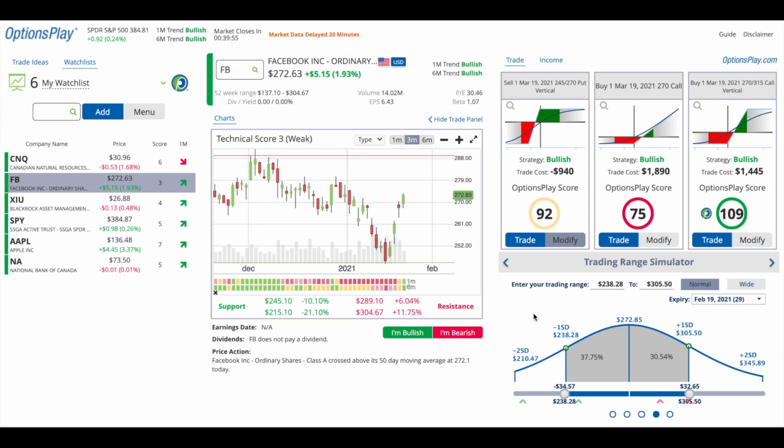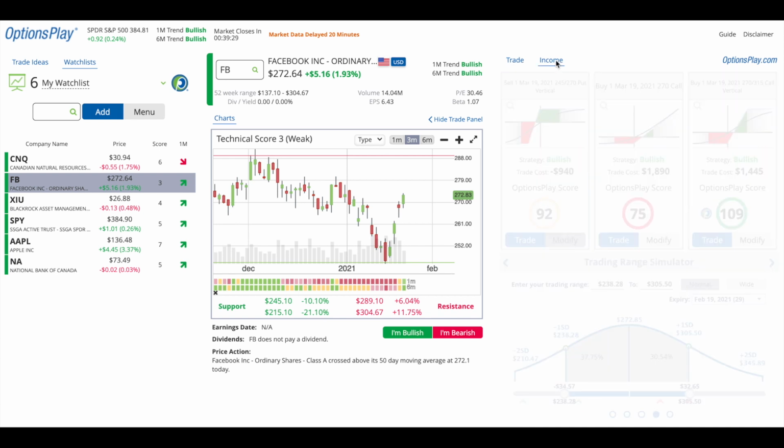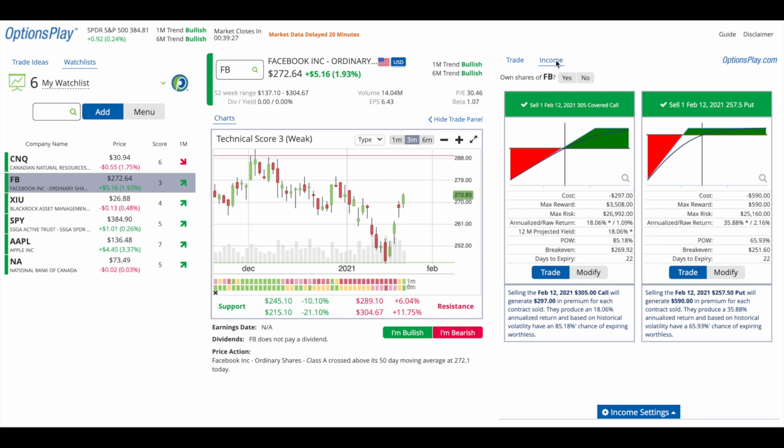Now, we tend to find that most investors, when it comes to options, fit into two different buckets. You have speculators or investors who are looking to take advantage of a bullish or bearish move in an underlying stock and want to potentially profit from that directional view. That's what the trading tab is for that we just reviewed. But for many investors, options is a tool that allows you to generate income for stocks that you might own in your portfolio. And that's where we turn to the income tool.